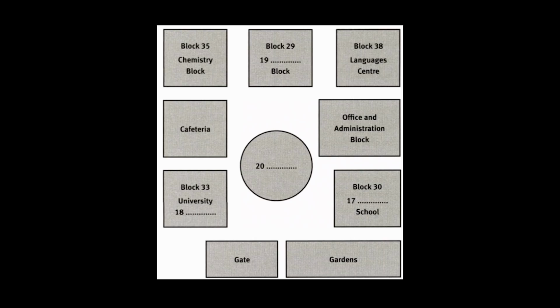The cafeteria, which is open from 7 a.m. to 9:30 p.m., is on the left of the plan. It is between the Chemistry block, number 35, and the University shop, block 33. At the University shop, you can get all you will need in terms of course materials. The Biology block is block number 29, and you'll find the Biology block between the Chemistry block and the Languages Centre. Be careful with the numbers, as they are not always logical.